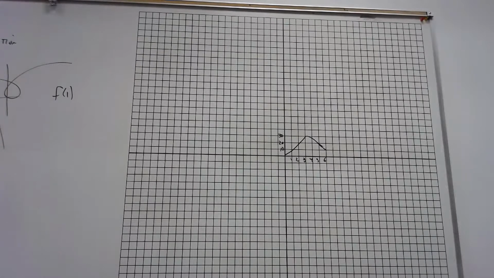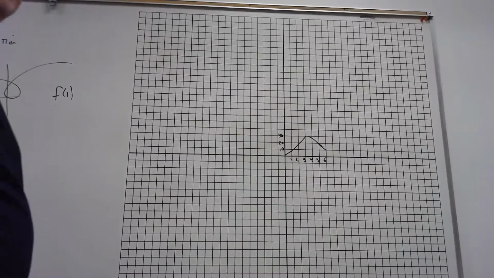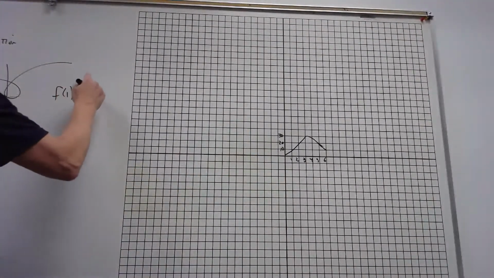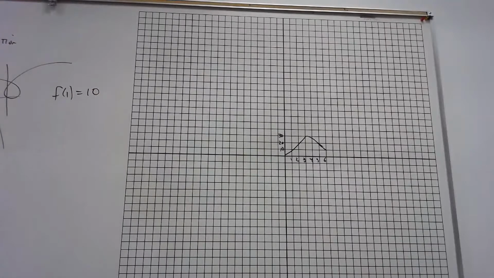I really should pick on people in the front because you guys can see. Tell me your name. Caitlin, I should have known that. We got 3 of you in here. I've gotten lucky. F of 1, according to this graph, is? Yeah, it's pretty close to 10. We'll call it 10. It was supposed to be 10. I didn't draw it very well.